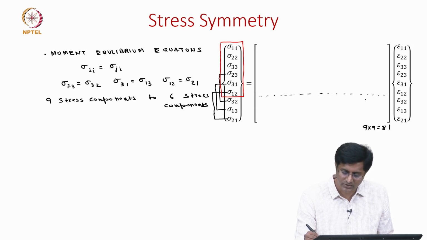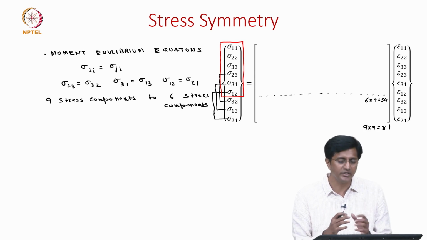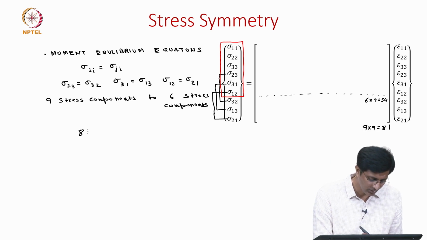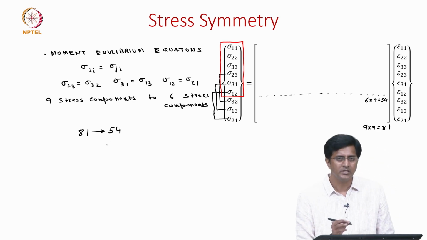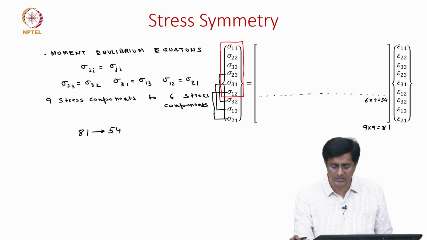So, with the first 6 rows we will have 6 times 9 which is 54. So, we only need to focus on these first 6 rows to get the complete description between the stress and strain relation. Which means essentially we have reduced the number of elastic constants from 81 to 54 just by considering that the stress matrix is symmetric. Later we will use a similar argument for strain.